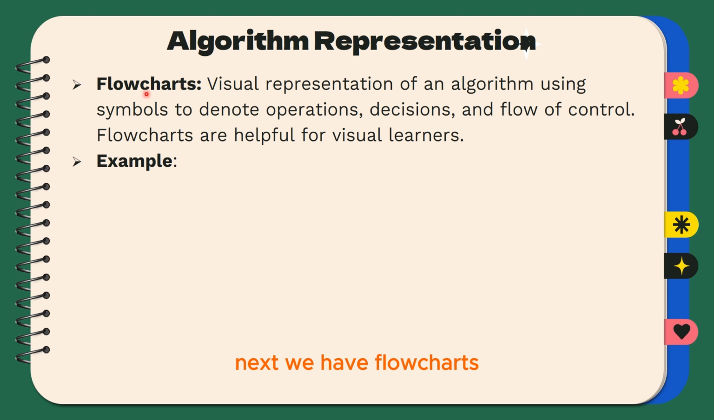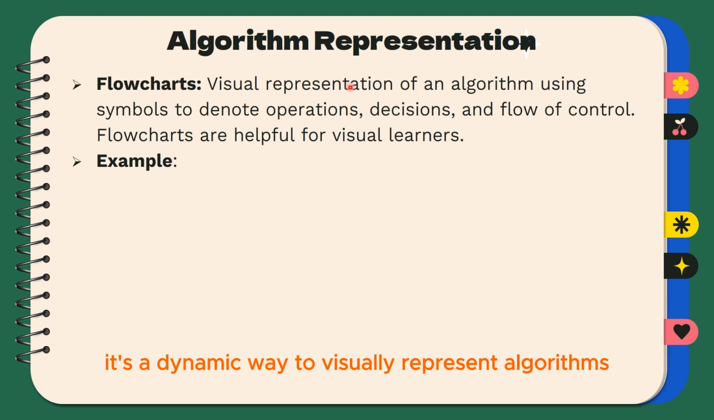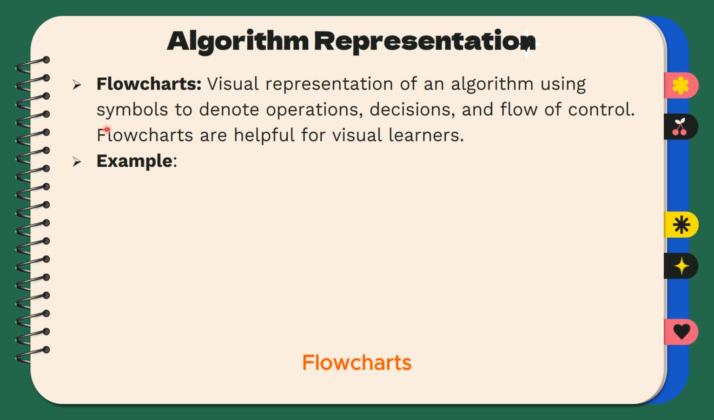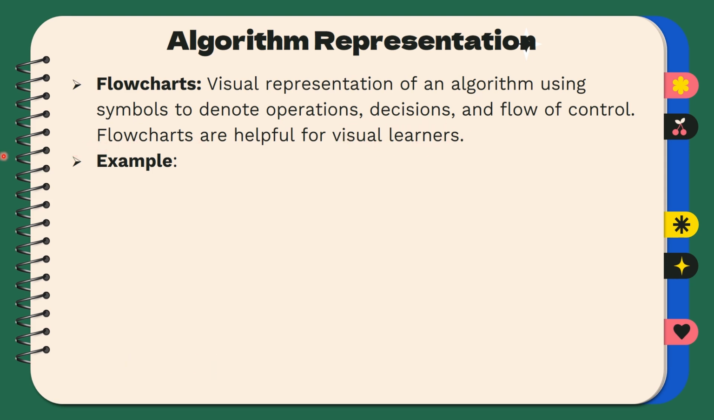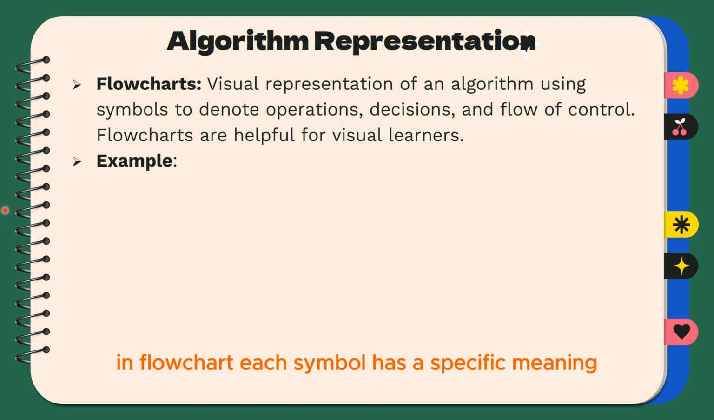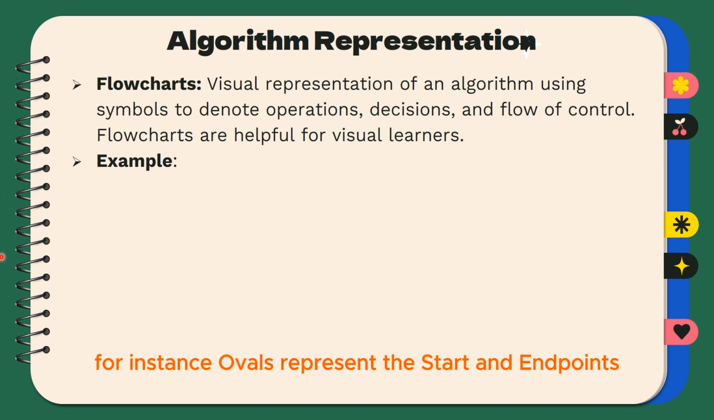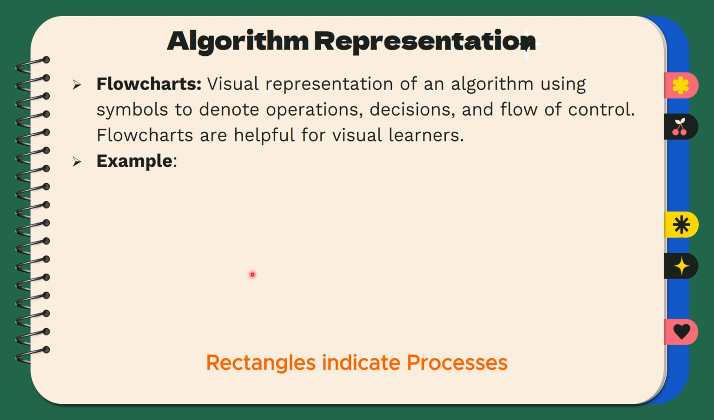Next, we have flowcharts. It's a dynamic way to visually represent algorithms. Flowcharts use a variety of symbols to denote different operations, decisions, and the flow of control. This visual representation is particularly beneficial for visual learners, as it transforms abstract concepts into easy-to-follow diagrams. In a flowchart, each symbol has a specific meaning. For instance, ovals represent the start and end points, rectangles indicate processes, and diamonds show decision points.